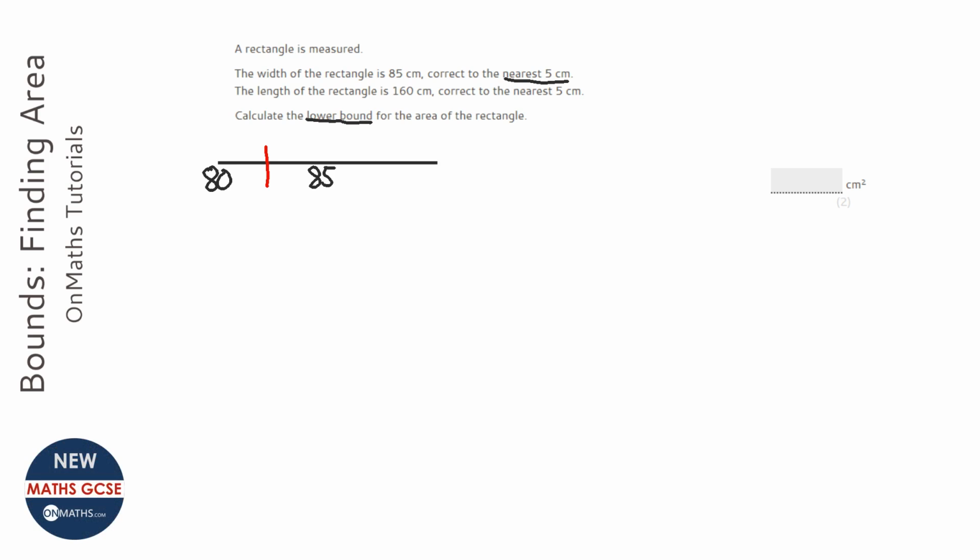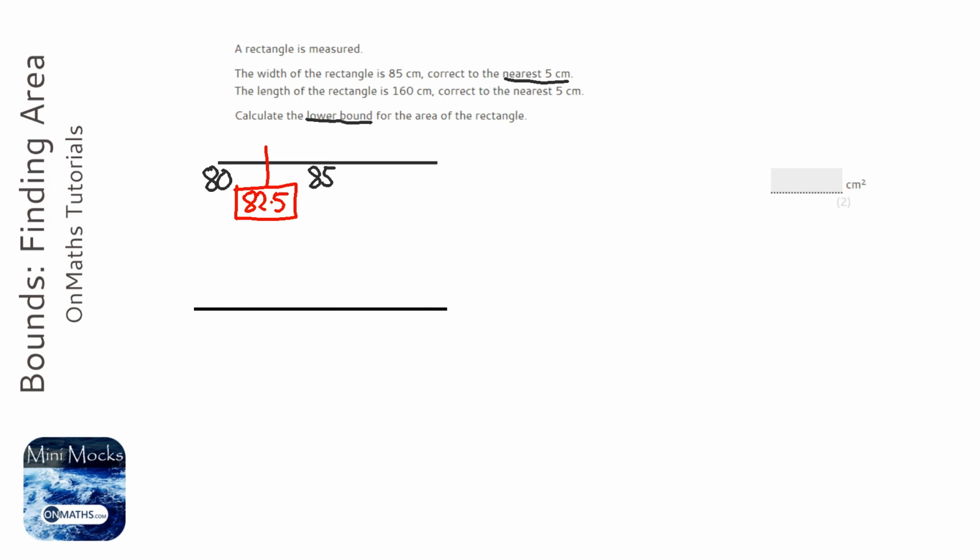Now, next thing is to work out what the cutoff point was. Why was it rounded to 85 and not 80? At what point did it need to be higher then? Well, the point at which it needs to be higher is halfway between the two, which is 82.5. So that's our lower bound for the 85. Then just repeat the process for the 160.